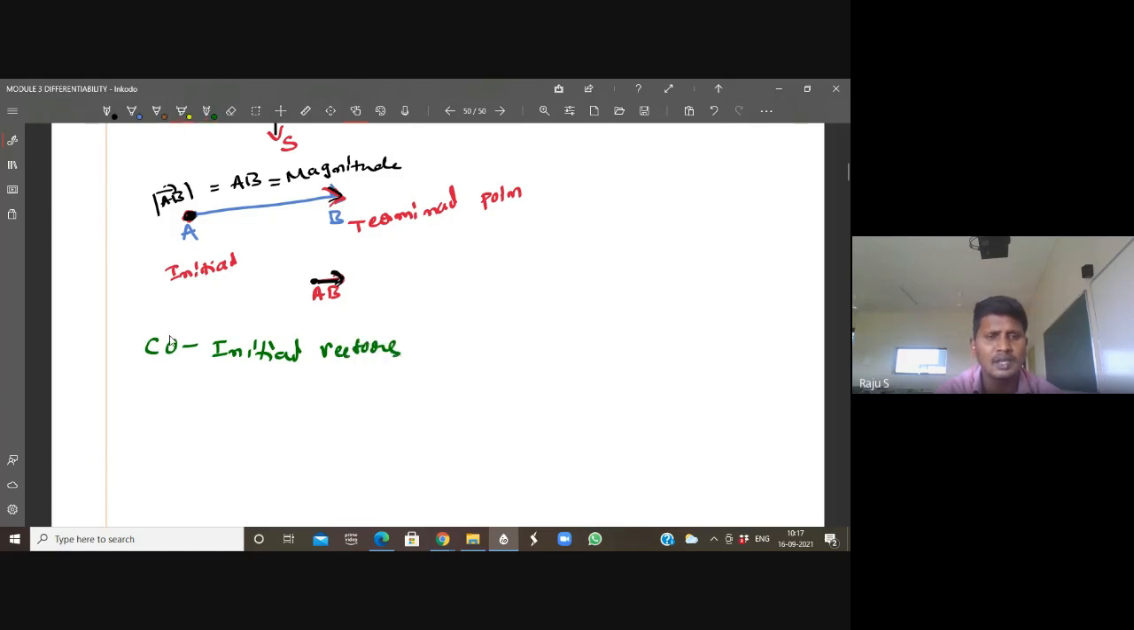Co-initial vector. Anyone? The vectors are said to be co-initial vectors if they have the same starting point. Like I'm taking this is vector A, this is vector B. What about the starting point, the initial point? The initial point is the same. The terminal point is different.